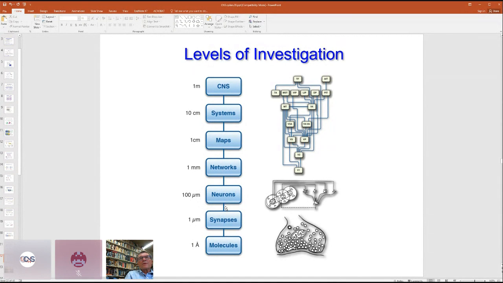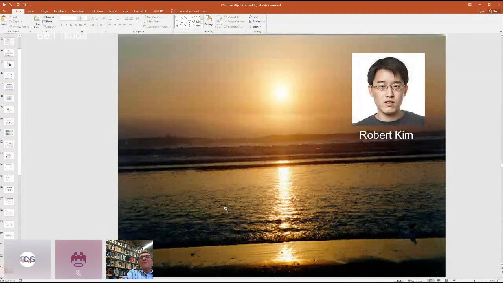And with that, I will say that the student who did this work, Robert Kim, is an MD, PhD student, extraordinarily talented both in terms of doing these recurrent network models, but the other half of his thesis was on analyzing mismatch negativity data from schizophrenia patients.